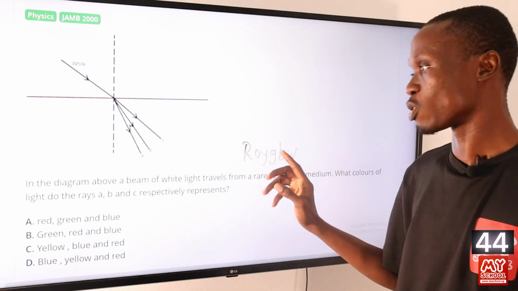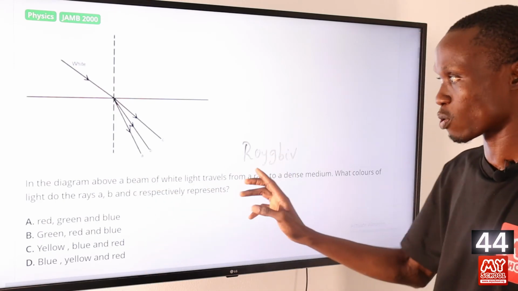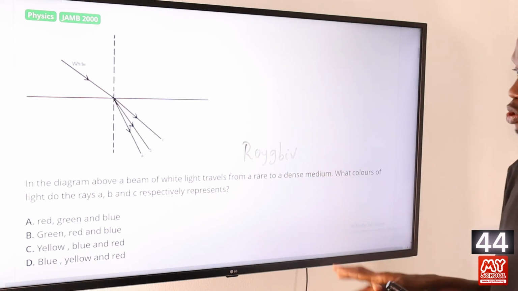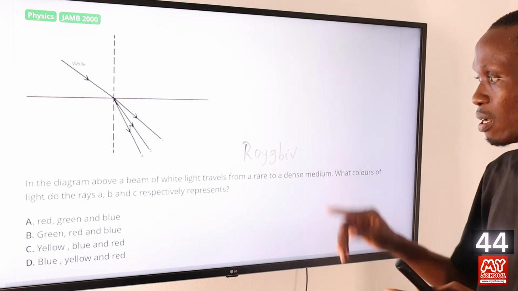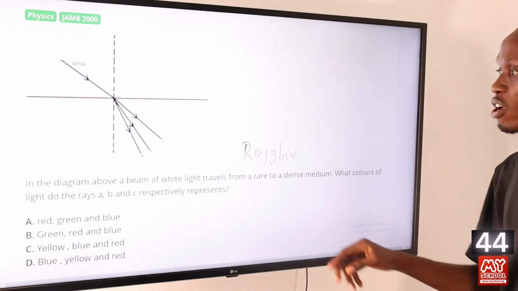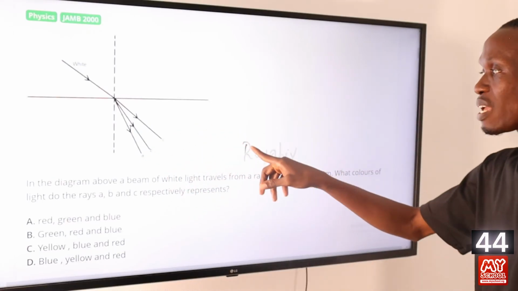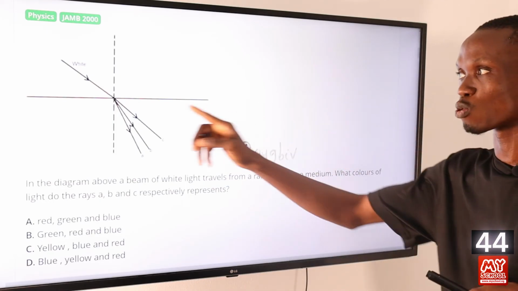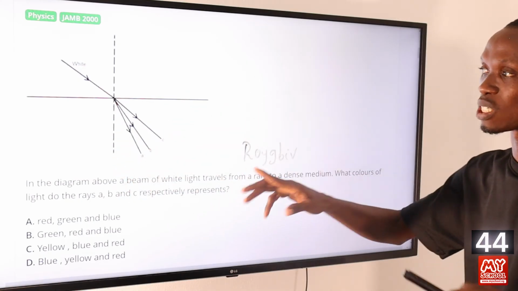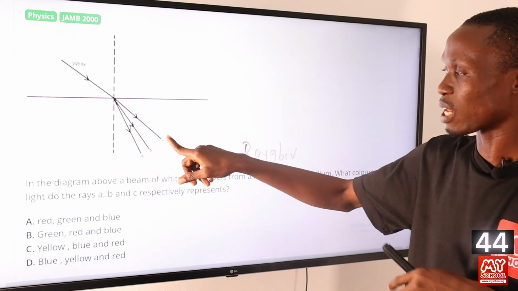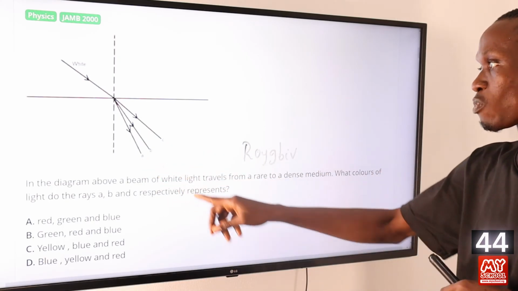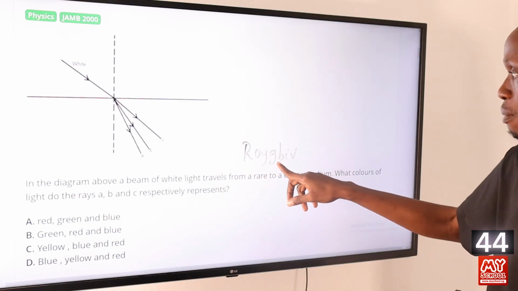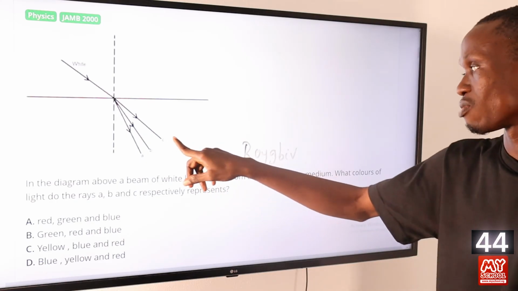So let's look at what is given to us here, and we also look at the options. We are given A, B, and C, and the options given to us here, I think we have just four colors, which are red, green, blue, and yellow. So what does A represent here? Because A has the highest wavelength, it's going to bend less. This is with respect to the normal. Now remember, this is the normal. What that means is that C actually bent more than A. So A here represents red, B represents green, while C represents blue.